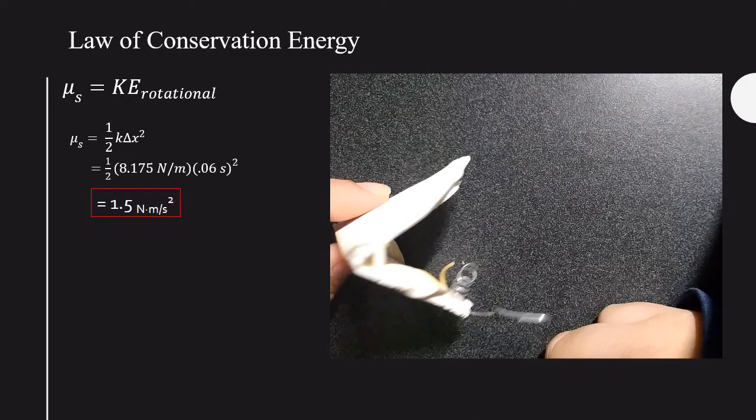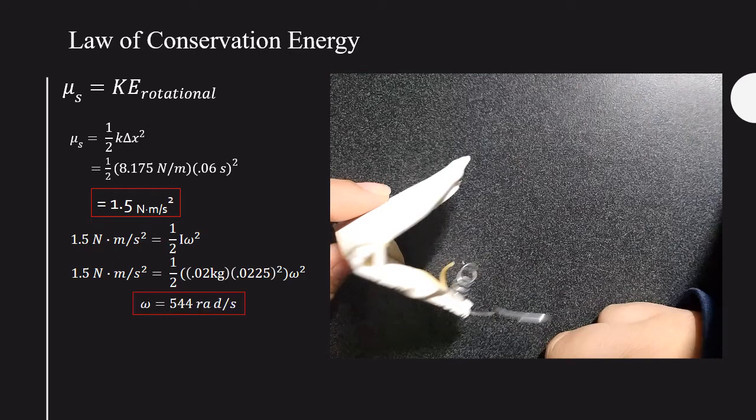My spring potential equals 1.5 Newton meters per second squared. I set this equal to kinetic rotational, and I solve for angular velocity, which comes out to 544 radians per second. I solve for half of my angular velocity to determine only one side of my hopper, which comes out to 272 radians per second.